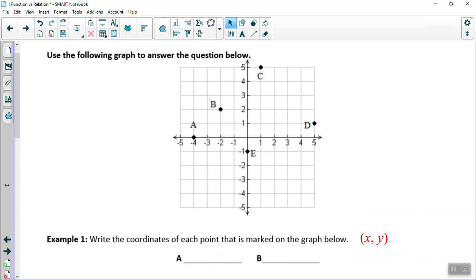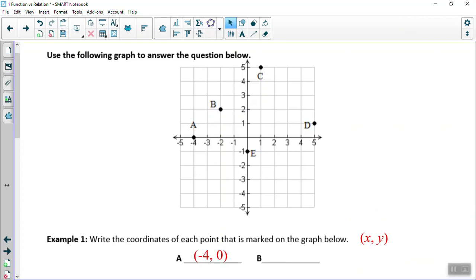So if we want to go to point A, that's this point right here, the value that we'd pull from the x-axis would be -4. The value we'd pull from the y-axis, since it lines up with right here at the middle, would be 0. So the ordered pair for that point would be -4, 0.